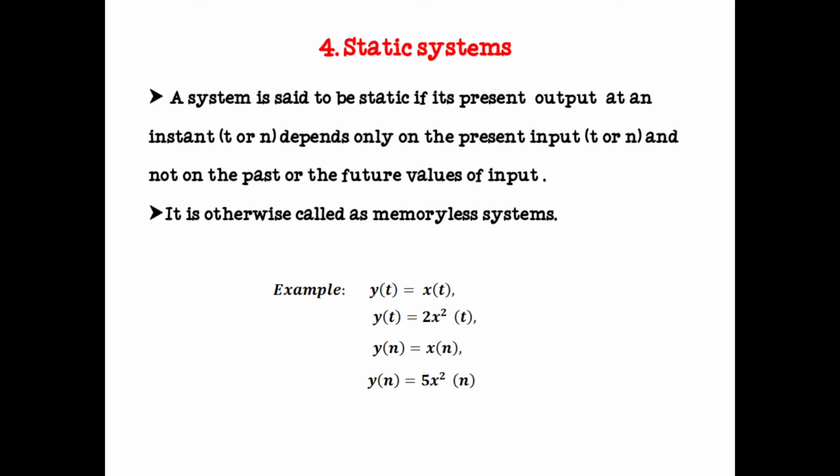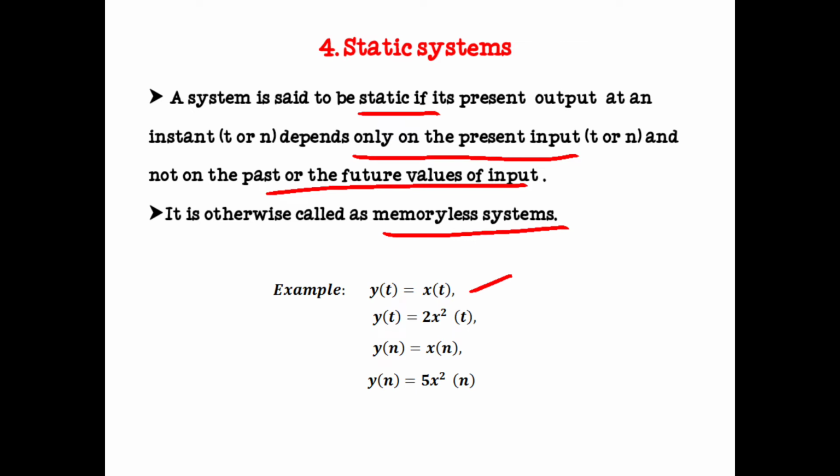Static system. So static system is otherwise called as memory-less system. A system is said to be static if its present output at any instant depends only on the present input. Okay, present output, present input, and not on the past or future values of input. So those systems are called as memory-less system. Example, y of t equal to x of t, 2 into x square of t, y of n equal to x of n, 5x square of n. CT as well as DT systems can be given as examples.